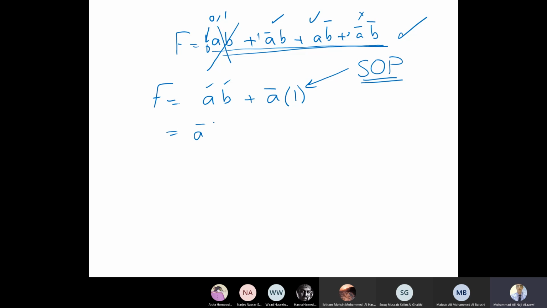This equals AB plus A prime, times 1. I'll convert 1 into B plus B prime. Clear? The 1 I will change to B plus B prime. There's no problem because B plus B prime is 1. Now the next step is AB plus, I'll distribute this, A prime B plus A prime B prime.